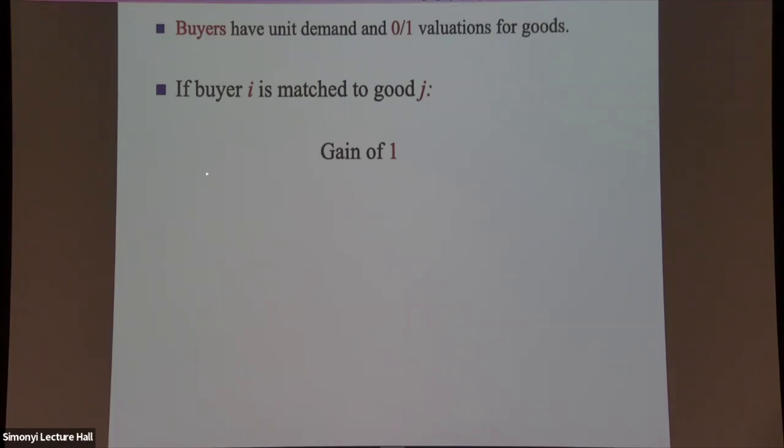If a buyer i matches to good j, there's a gain of 1 in the matching. That will be divided into two parts, two quantities. One is the revenue and the other is the utility. The revenue is the revenue of good j, which is defined to be the price. And the utility is that of the buyer, which is defined to be 1 minus p_j. So think of it as this, the buyer accrued a utility of 1 by getting the good, but had to pay a price of p_j. Therefore, the net utility she got was 1 minus p_j. And these are central notions.